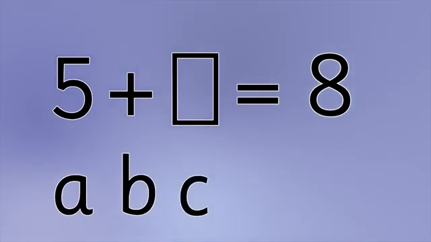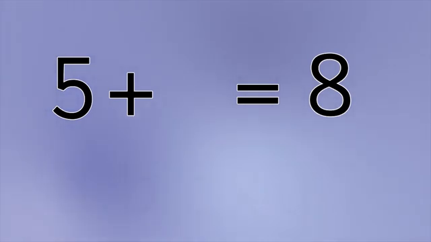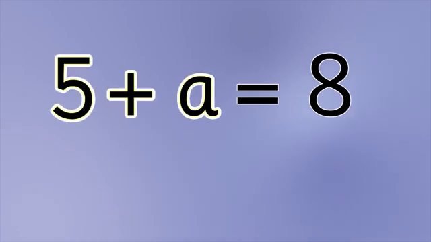But in algebra, mathematicians replace it with a letter of the alphabet, such as A, B, C, X or Y. This is how they may write it. 5 plus A equals 8. We call this an equation, a mathematical question which includes two parts with an equal sign in between.